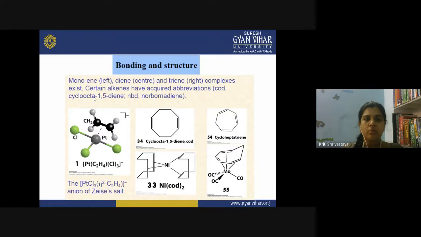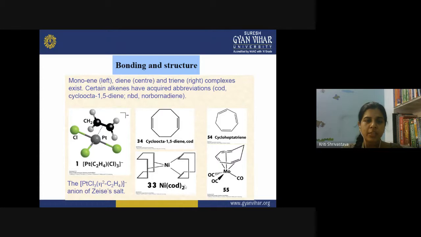So in alkene complexes we can have monoene. Monoene is when the metal-alkene bond formation is between only one double bond. Only one double bond is involved, then we call it monoene. Now they can also be diene. Diene, like you can see in this figure, is when two double bonds are involved in the bonding with the metal. So my ligand is cycloocta-1,5-diene, in short form known as COD.